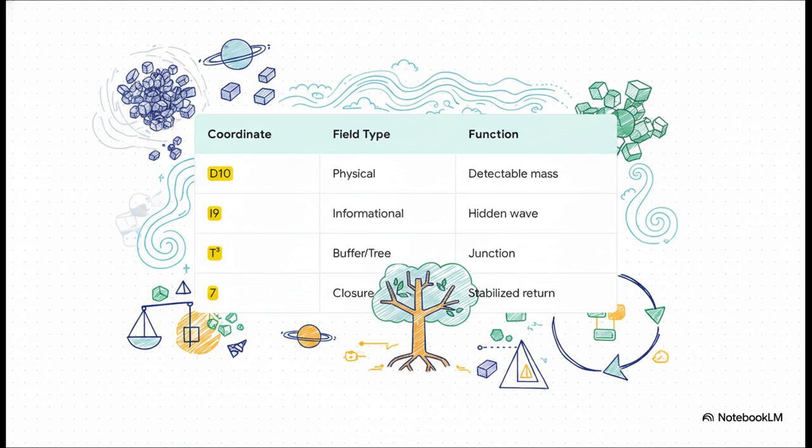And finally, the number 7. This represents closure, return, and stabilization. It's a closed loop, right? One source passing through two fields, mediated by a junction and returning to coherence.